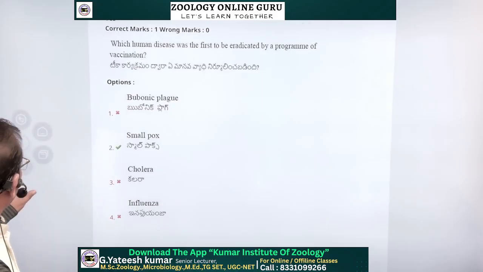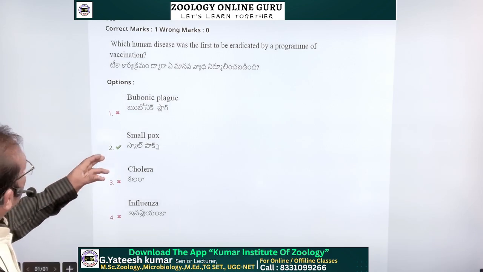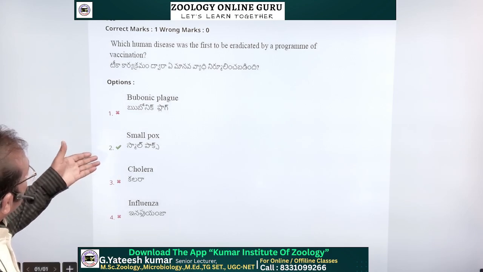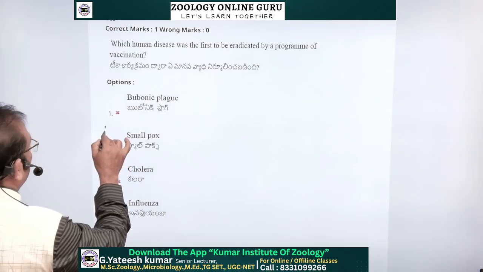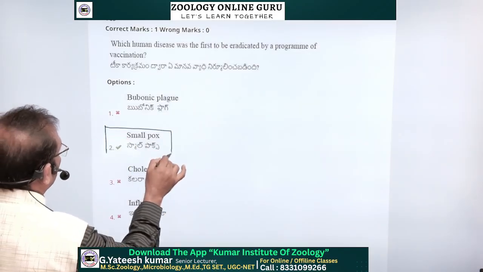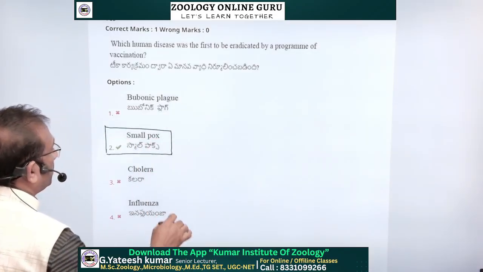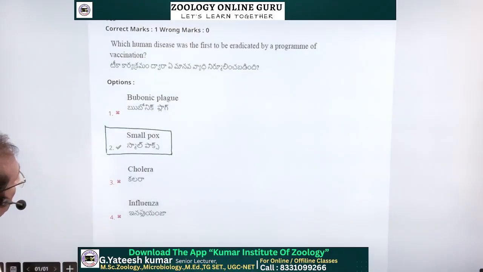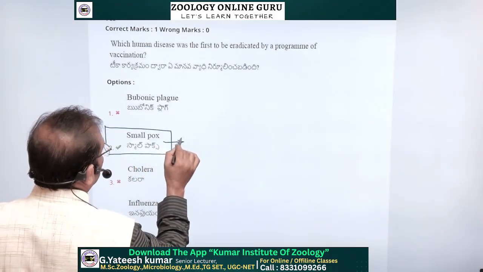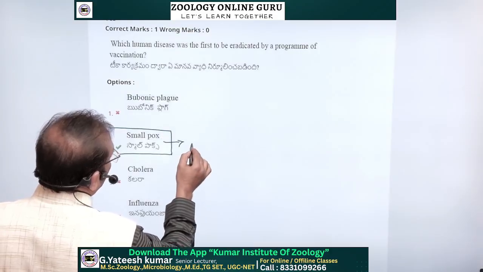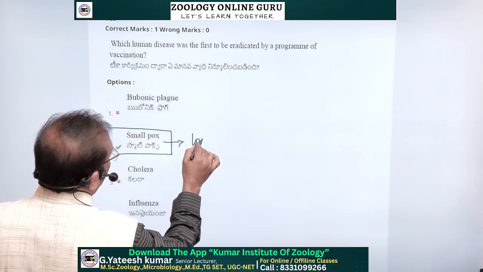Which human disease was the first to be eradicated by a program of vaccination? Very simple question. Vaccination started with Edward Jenner, and in India and the world, the vaccination program was conducted to eradicate smallpox.